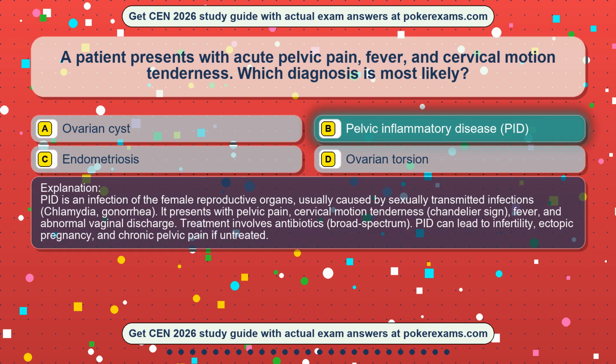PID is an infection of the female reproductive organs, usually caused by sexually transmitted infections, chlamydia and gonorrhea. It presents with pelvic pain, cervical motion tenderness, chandelier sign, fever, and abnormal vaginal discharge. Treatment involves broad spectrum antibiotics. PID can lead to infertility, ectopic pregnancy, and chronic pelvic pain if untreated.